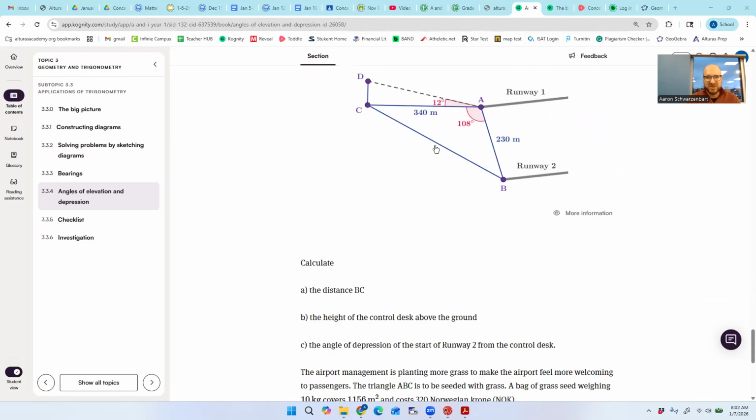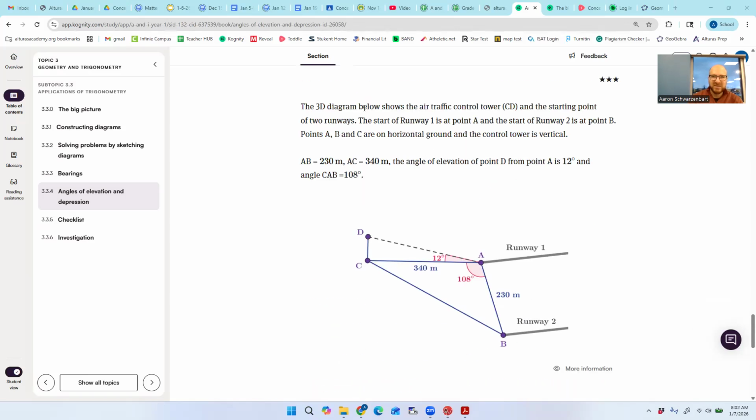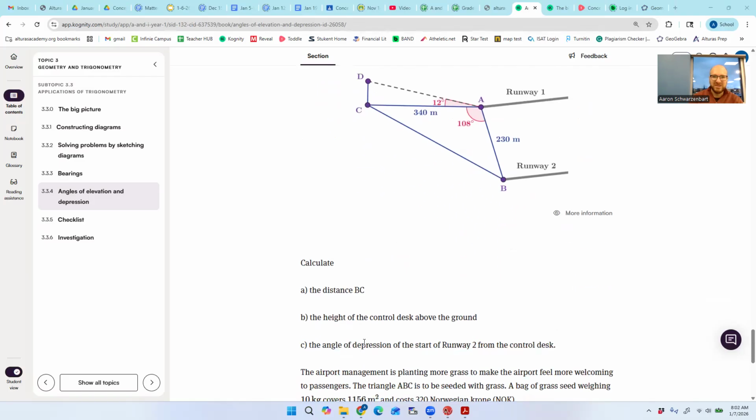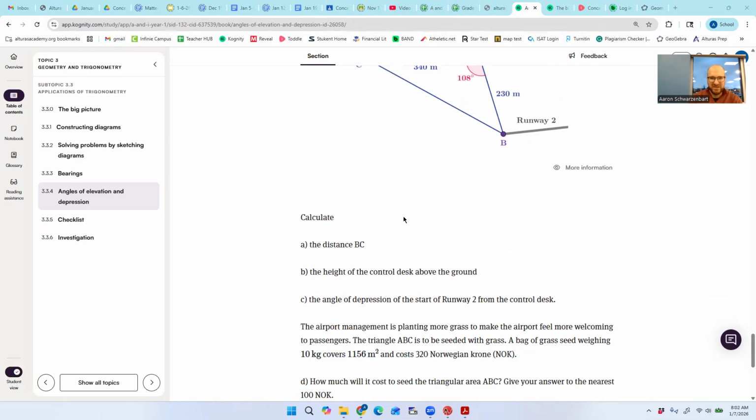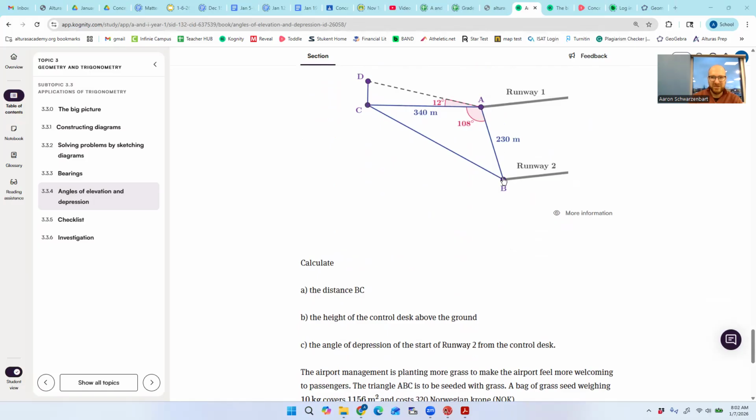Distance B to C, you could just use law of cosines. The height of the control desk. The diagram shows the air traffic controller starting and two runways. So this one is actually a vertical height. The start of runway one is at point A, the start of runway two is B. So it gives you some horizontal distances. The height of the control desk above the ground, you would just use a tangent. The angle of depression from the start of runway two to that.